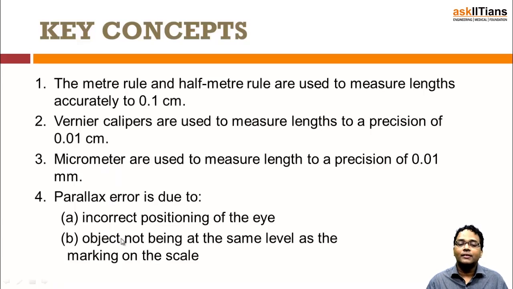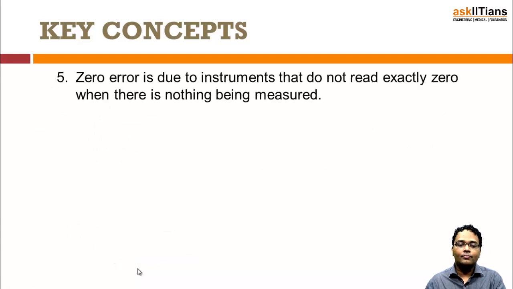So in this particular case, there is an incorrect positioning of the eye and the object is not being at the same level as the marking on the scale. In that case, in either of these cases, there are going to be parallax. Further, there is going to be zero error.